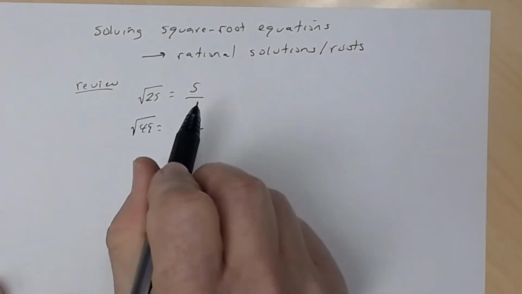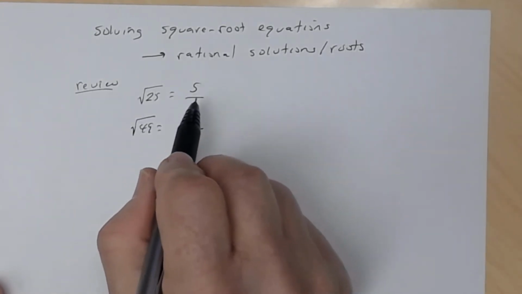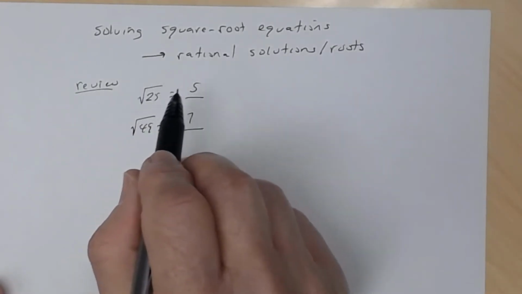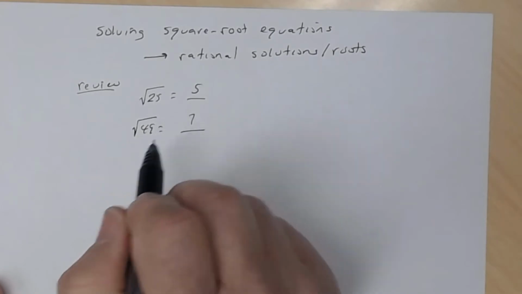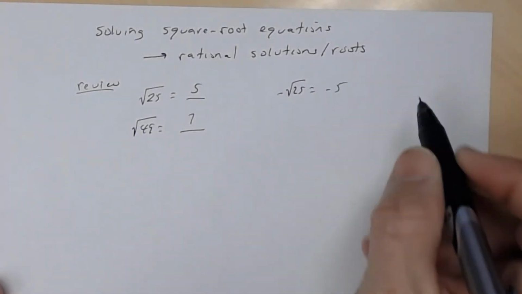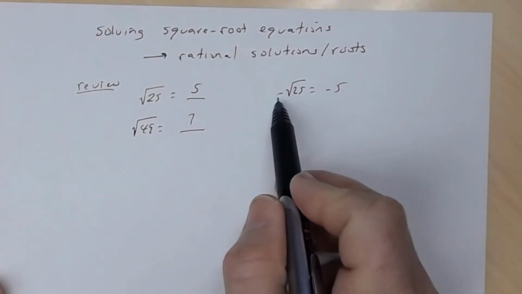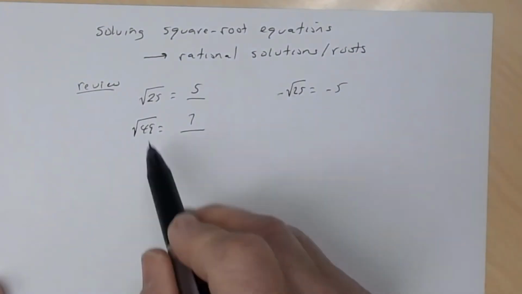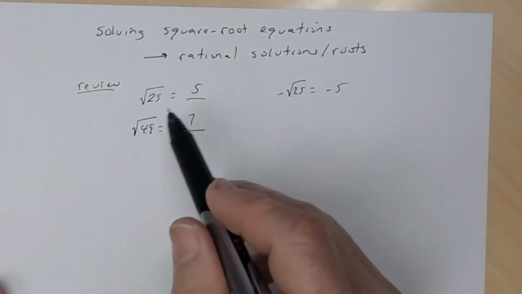That's all you're dealing with: what positive number times itself is 25. So the positive square root of 25 is 5. The positive square root of 49 is 7. If you had a negative in front, then you would say negative 5, because the square root of 25 is 5, and so I want this to be a negative 5. So don't make it any more complicated than it is. This is really all you need to know for what we're about to do.